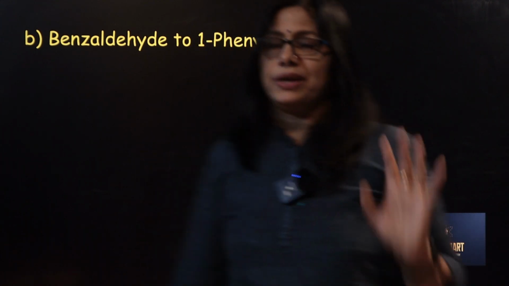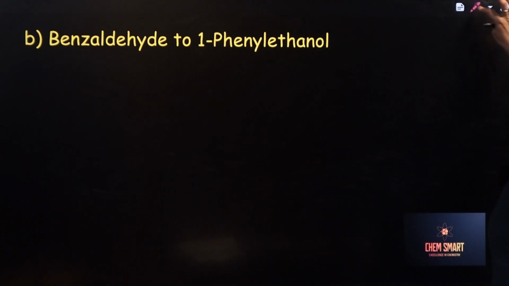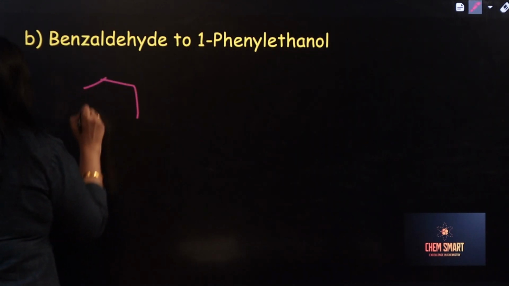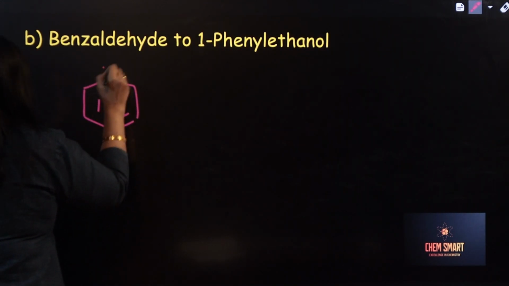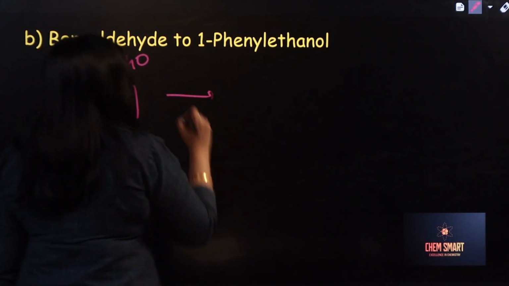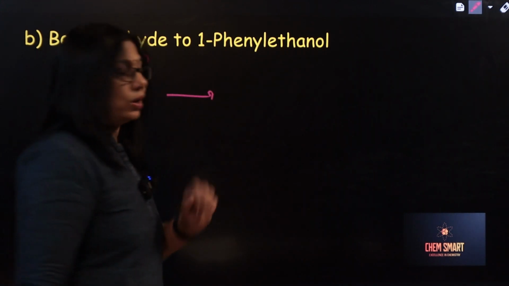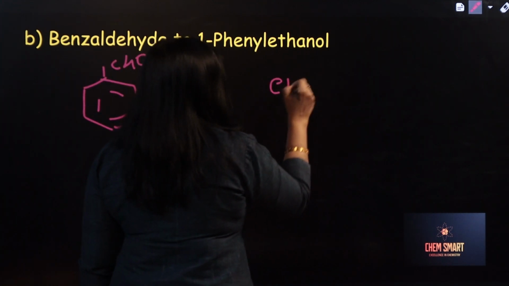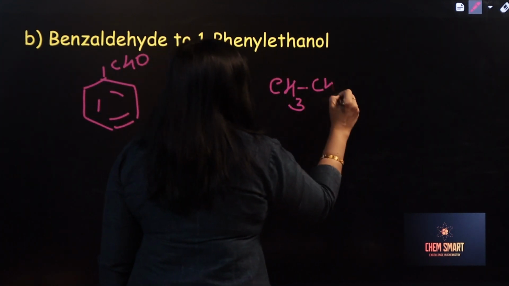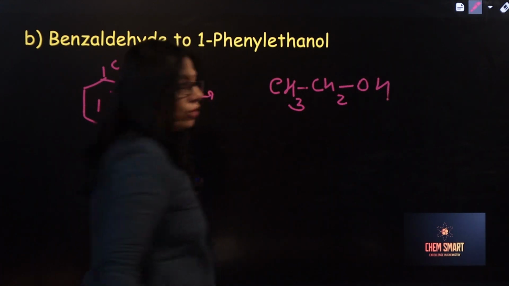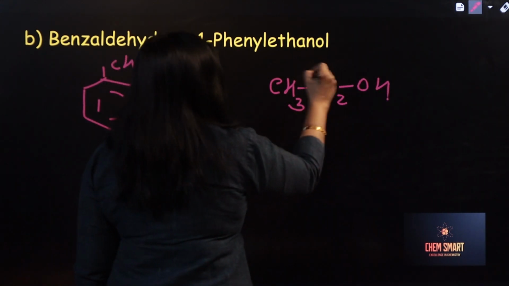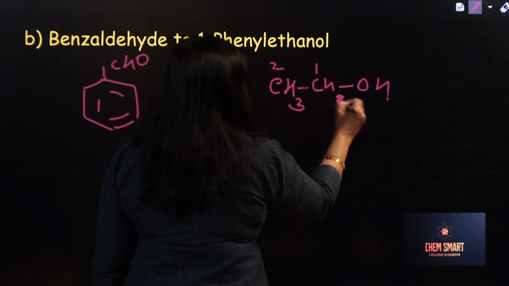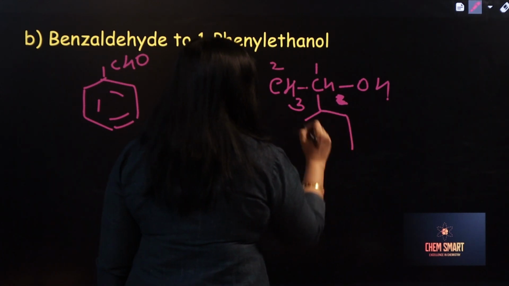Next one, benzaldehyde to 1-phenyl ethanol. That is a bit tricky. Let's see how to do it. Benzaldehyde to 1-phenyl ethanol. How to arrive at the answer? You know CH3CH2OH is ethanol, right? 1-phenyl ethanol means take out one hydrogen and put the phenyl ring here.